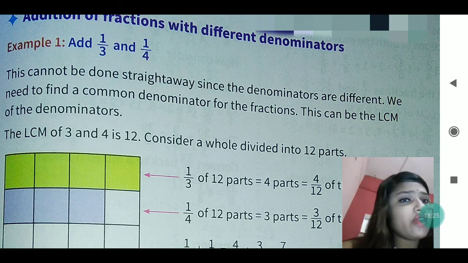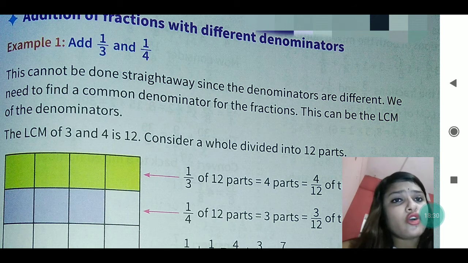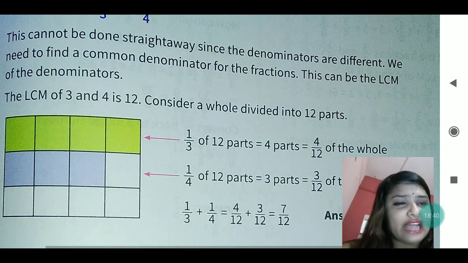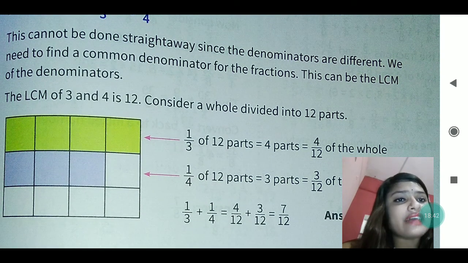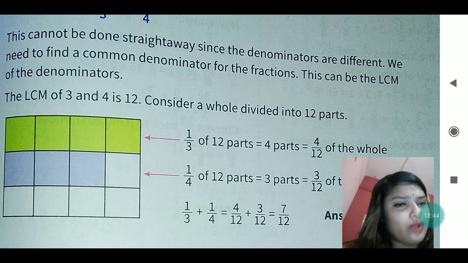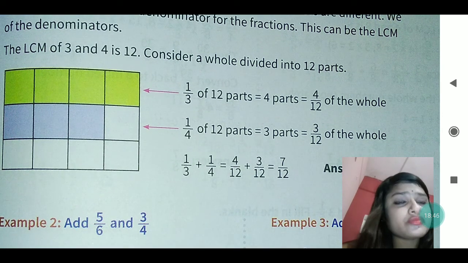Nothing. So what do we have to do? Since the denominators are different, we need to find a common denominator for the fractions. This can only be done by finding the LCM of the denominators. So the LCM of 3 and 4 will be 12. Consider a whole divided into 12 parts. Now what will you do?